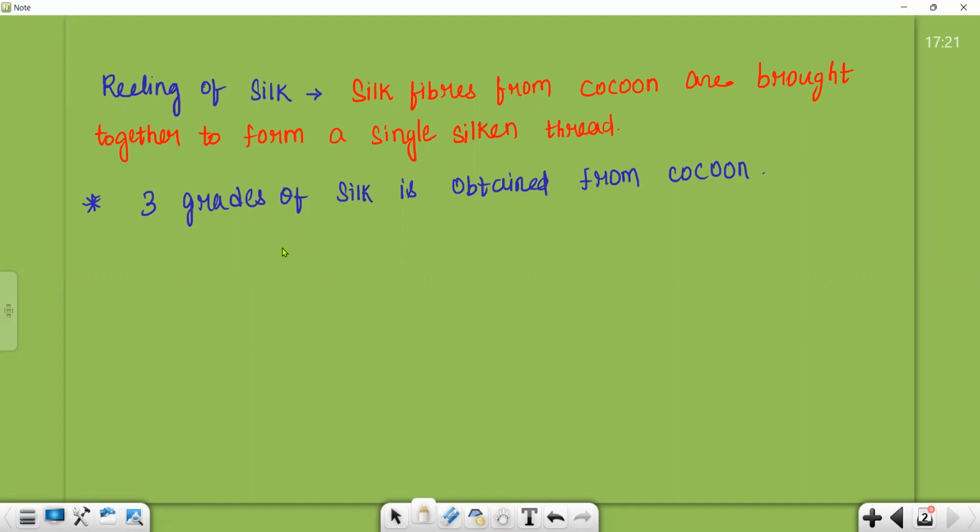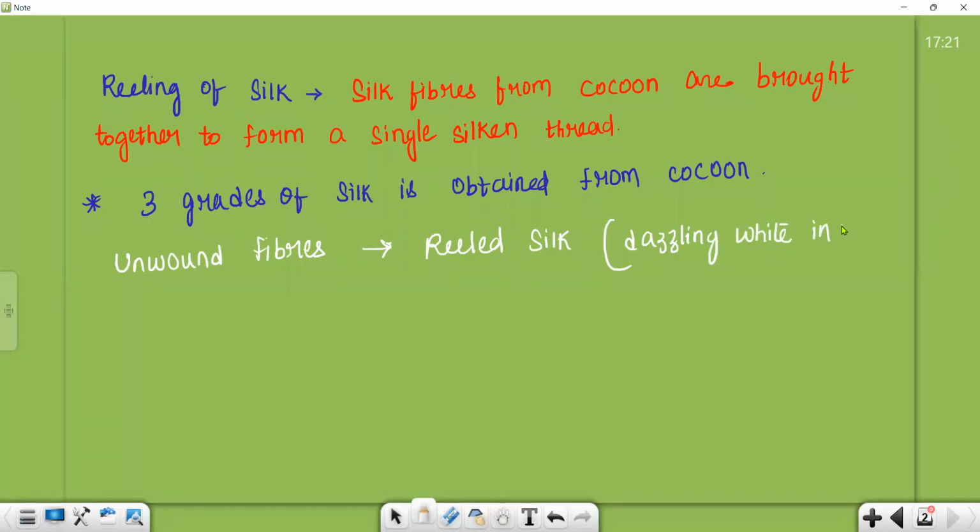Ma'am, I think that silk name is mulberry silk. Unwound fibers, those are called reeled silk. Ma'am, I think it is very dazzling white in color. Ma'am, I think it's very costly. Yes, yes. Ma'am, I have one doubt.